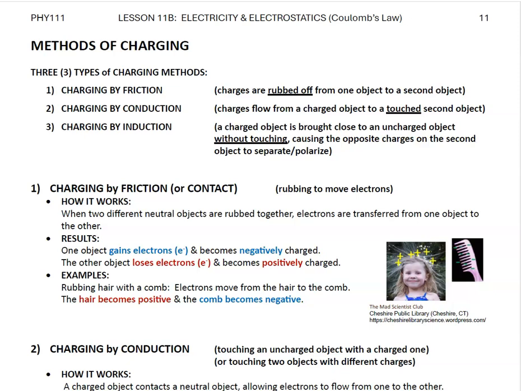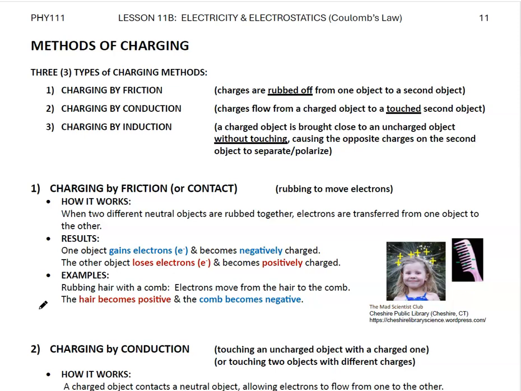The second one, charging by conduction, we've actually already talked about this when we talked about the conducting balls touching each other. But if you imagine you have a situation where one object, one conducting ball, has a charge and the other has no net charge on it, when they contact each other, charges will flow between these two objects and the formerly uncharged object will become charged, as long as the two objects are made of conducting materials like metal.